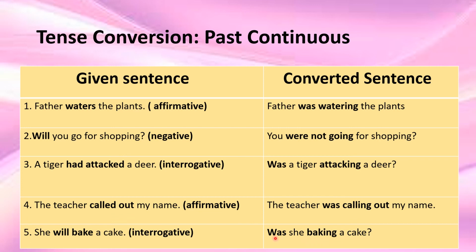You can see that was has been written as auxiliary verb in the start of the sentence because it's your interrogative sentence. Then you wrote your subject, which is she. Baking here is your ing or fourth form of the verb. A cake here is your object.